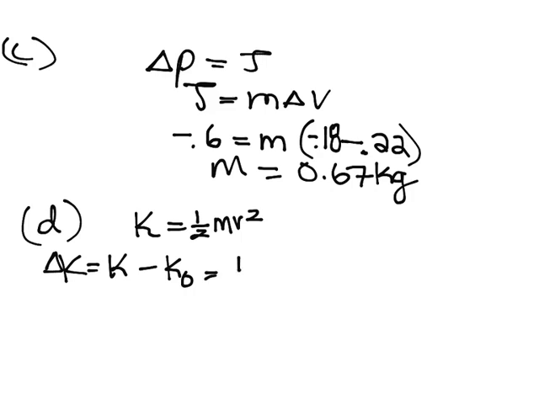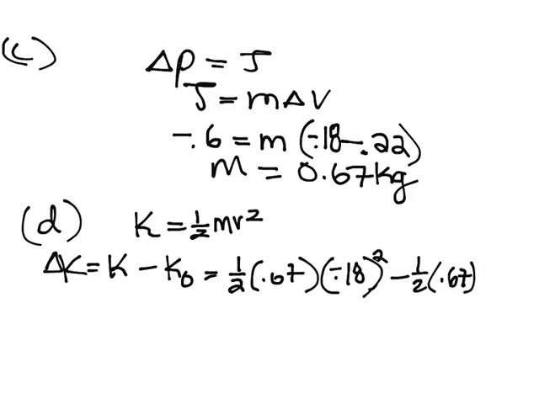So that ends up being 1/2, and we can use the mass, 0.67 times the final, which was 0.22 squared. Actually, that was the initial. So the final was negative 0.18. So we have 1/2 times 0.67 times negative 0.18 squared, minus 1/2 times the mass, 0.67 times 0.22 squared. Okay, and when we do that calculation, we end up with about negative 5.3 times 10 to the negative 3.